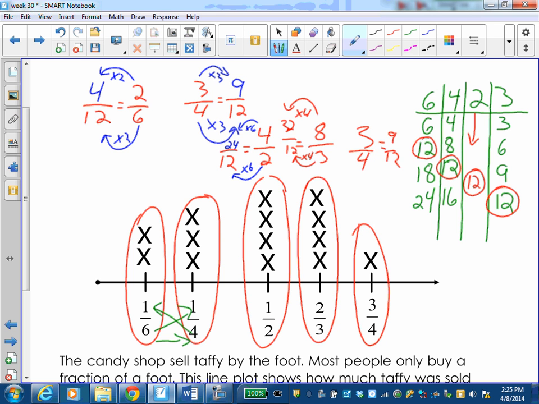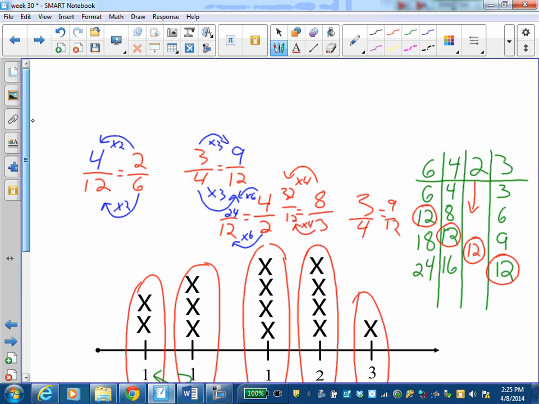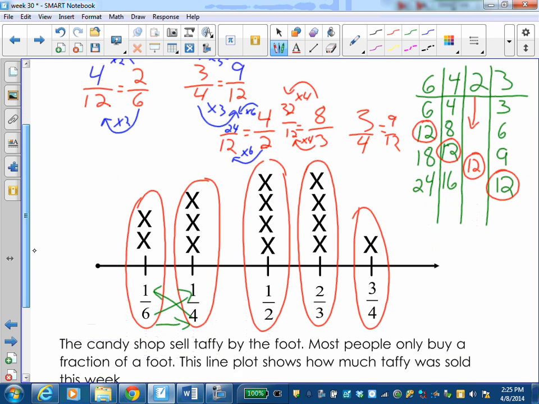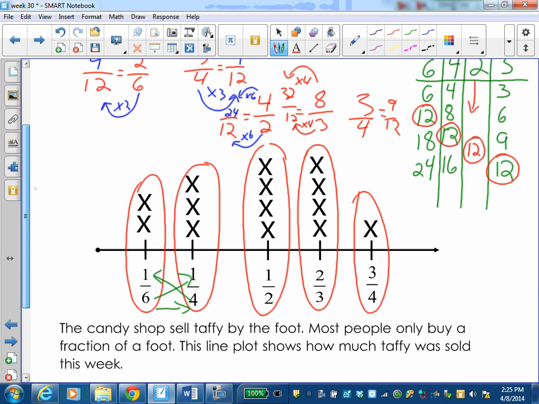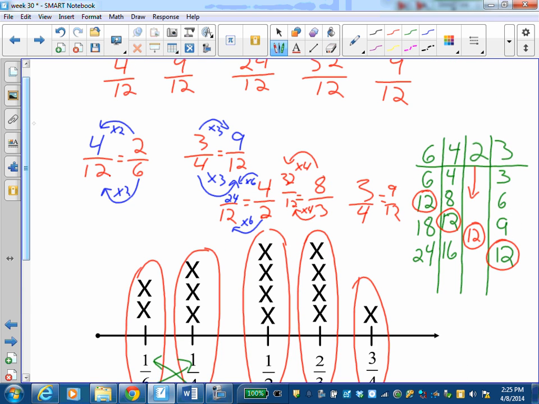So let's move up and let's fix this real quick. So I have 4/12, and I have 9/12, and I have 24/12, and I have 32/12, and I have another 9/12. Each one of these fractions represents what was down here. My 2/6 is now been rewritten as 4/12.